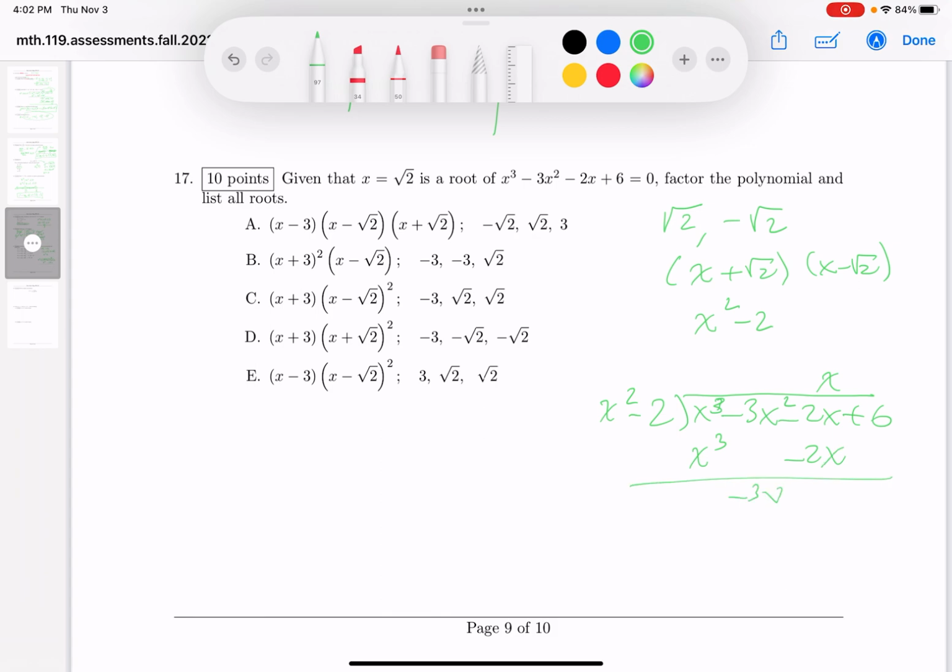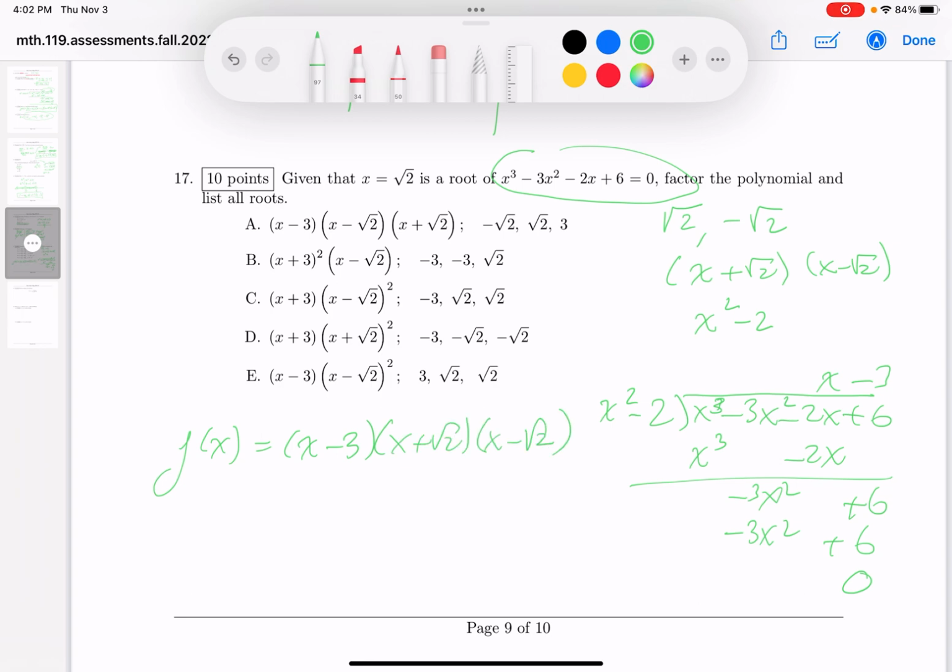You get minus 3x squared plus 6. And you get minus 3 over here. So you're going to get minus 3x squared plus 6. And that equals 0. So the factorization of f of x, and again, this is f of x over here, is going to be (x minus 3)(x plus root 2)(x minus root 2). And the roots are going to be 3, root 2, and minus root 2.